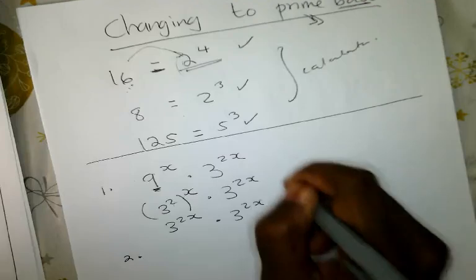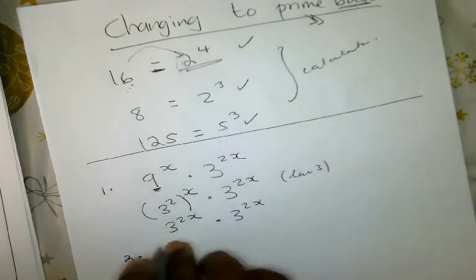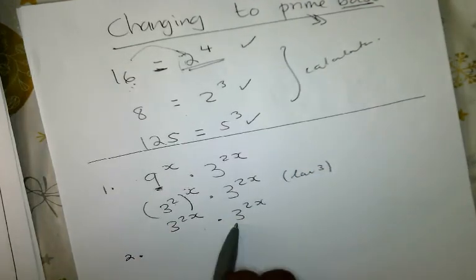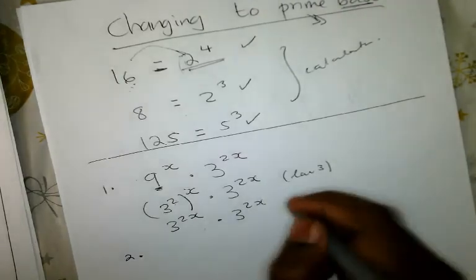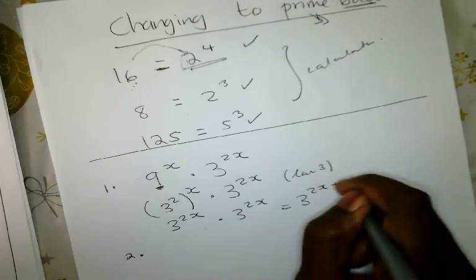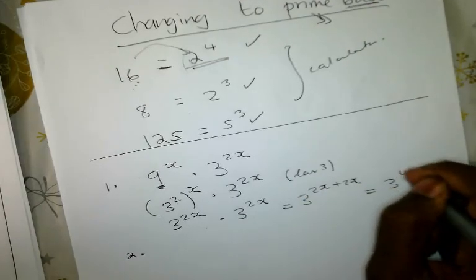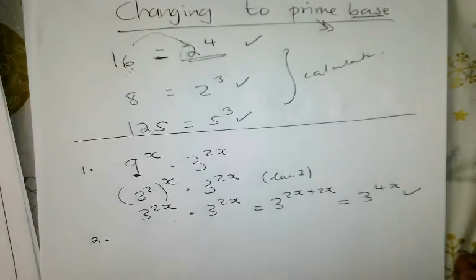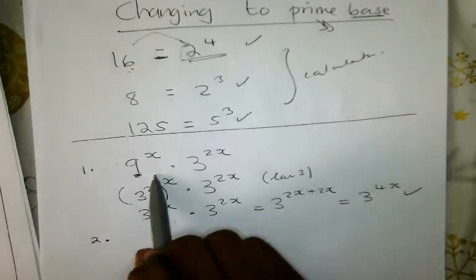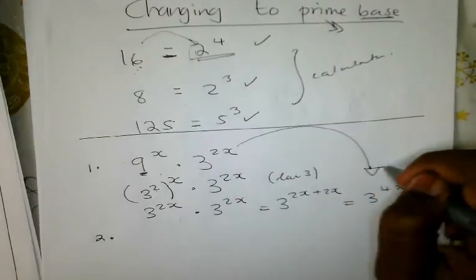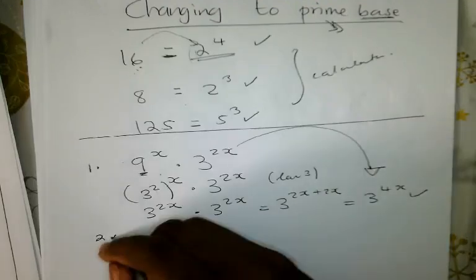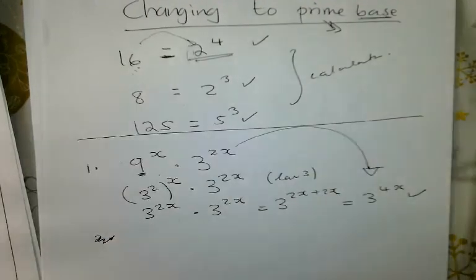Now I'm going to apply law 1. When multiplying powers of the same base, we add the exponents. So I'm going to have 2x plus 2x, which will give me 4x. So my answer is 4x. This simplifies to 4x. I hope we are together. You can pause the video, you can rewind, take it back if you're not sure, if you are lost somewhere somehow.